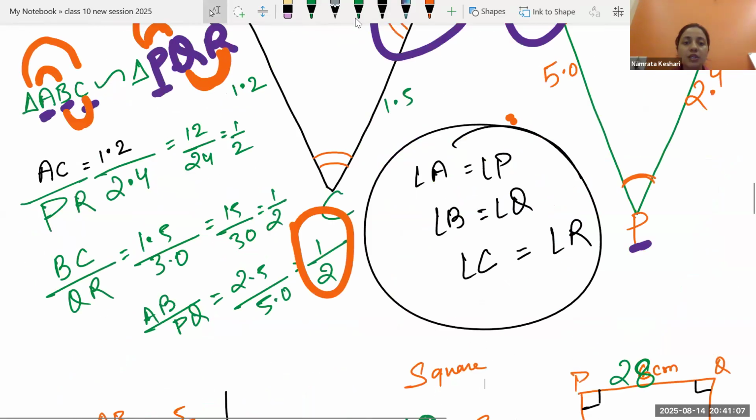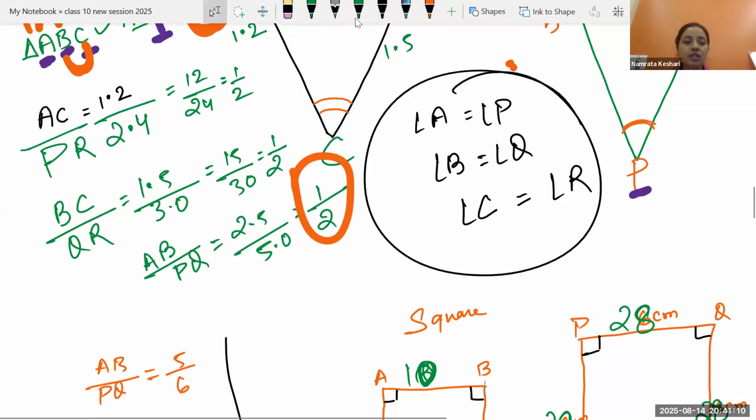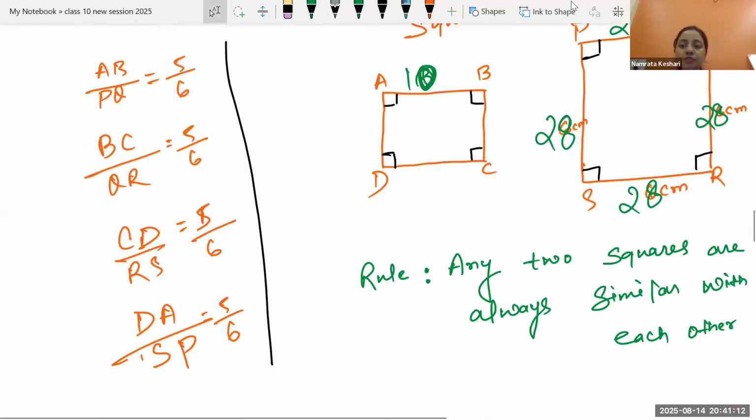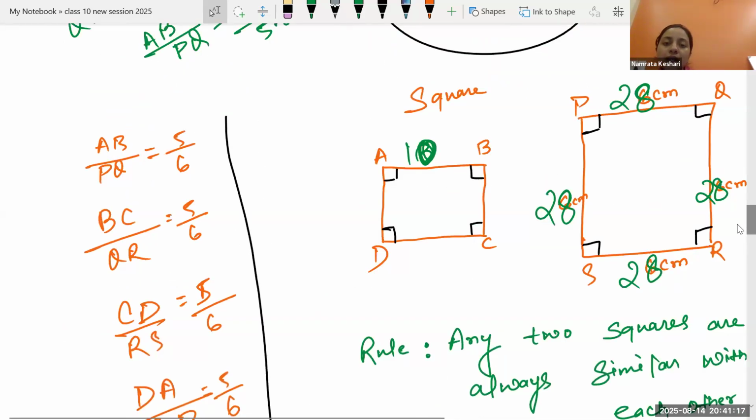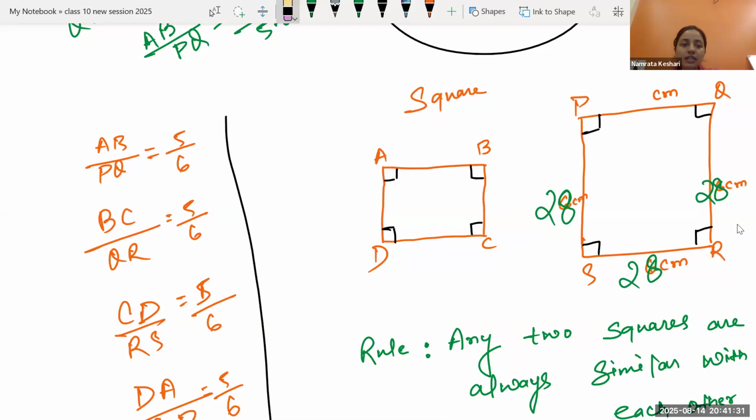Now we were discussing that if we take any two squares, any random two squares, say two squares ABCD and PQRS. Square means here I have taken the side as 10 centimeter and there I took the side as 28. Or maybe here I took the side as 5 and there I took the side as 6. 5 centimeter, 5, 5, 5, because it's a square. They are 6, 6, 6, 6.